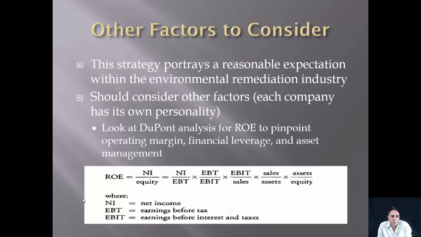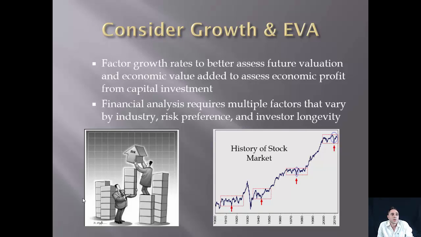Other factors that I would want to consider would include the DuPont analysis for ROE. The DuPont analysis can actually be broken apart and show operating margin, financial leverage, and asset management. Other considerations would include the growth rate, and with a growth rate, it would give you a better idea of the future value, and also the economic value added. Economic value added is a good indication for economic profit that's generated from a capital investment or from capital investments.